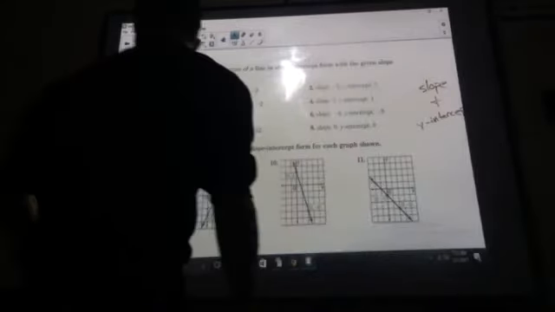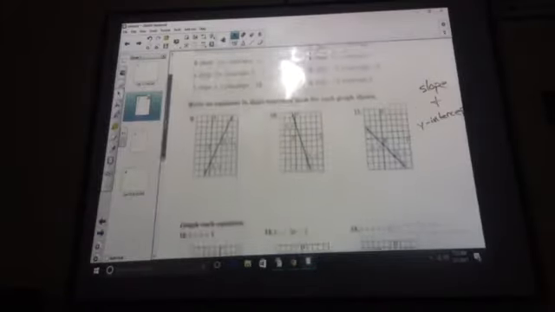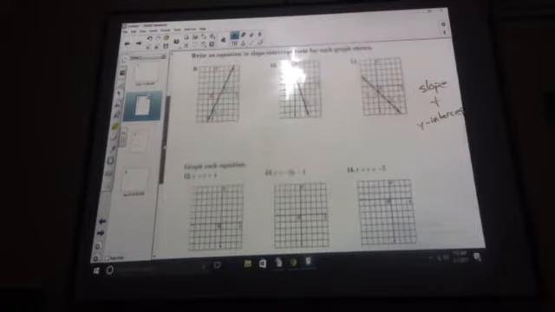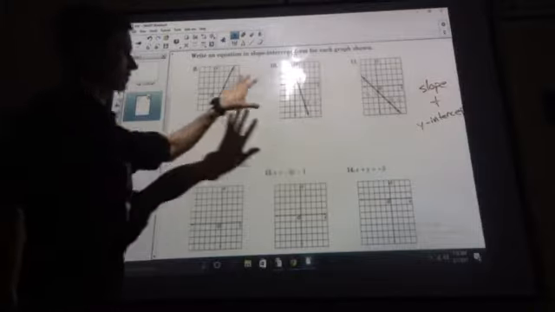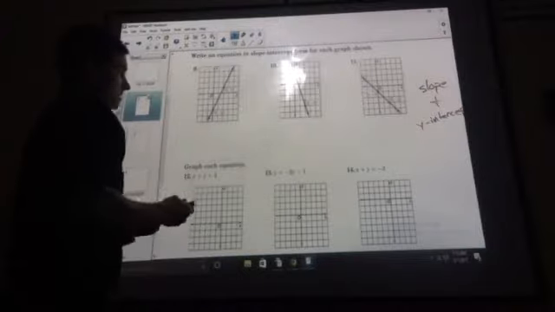All right, the second type of example is they don't just so clearly give you a slope and an intercept. They give you a graph. It says write the equation in slope-intercept form of the given graph. Okay, so you have graphs in this one, numbers 9, 10, and 11.